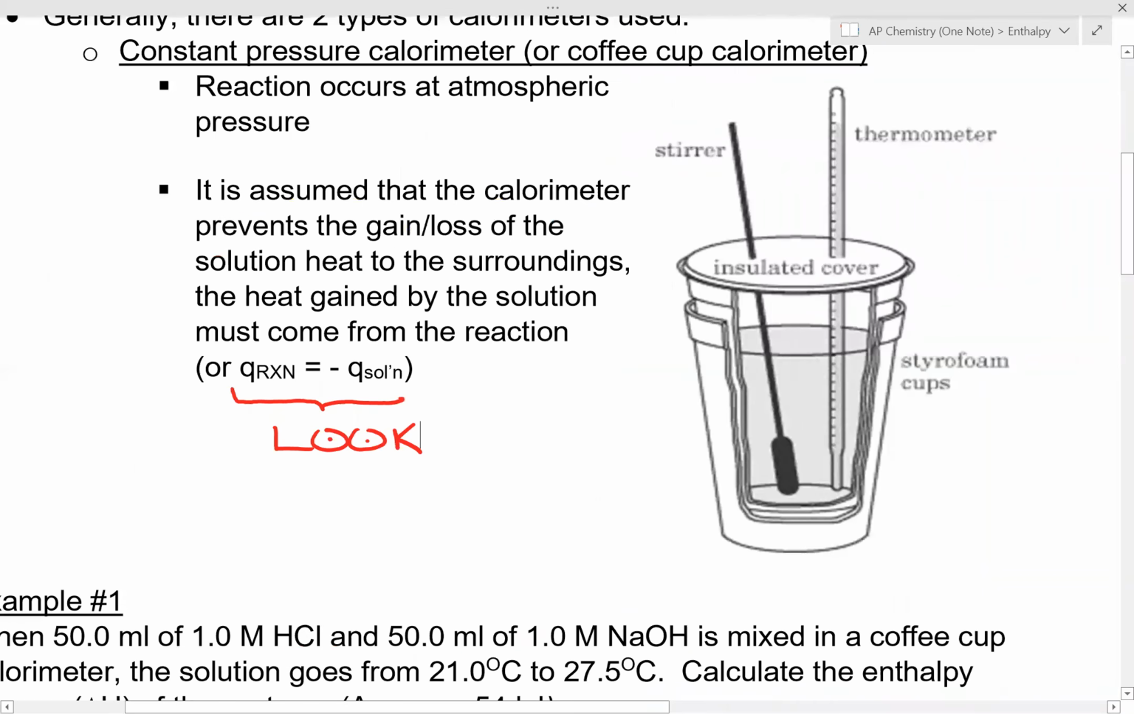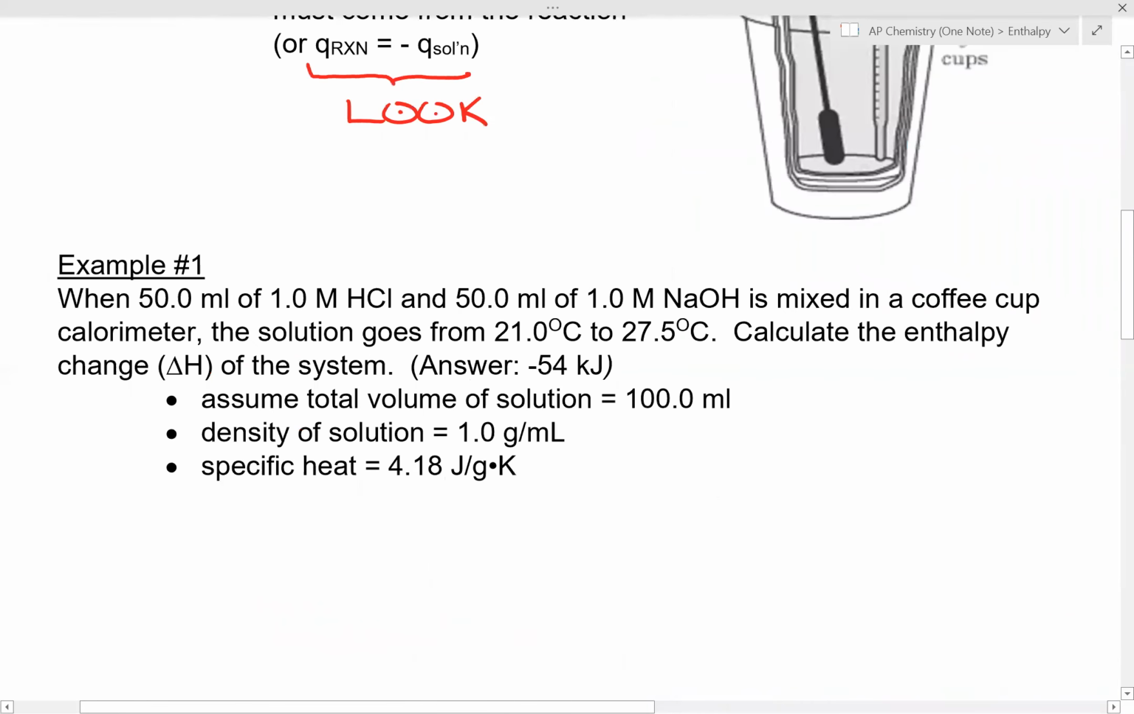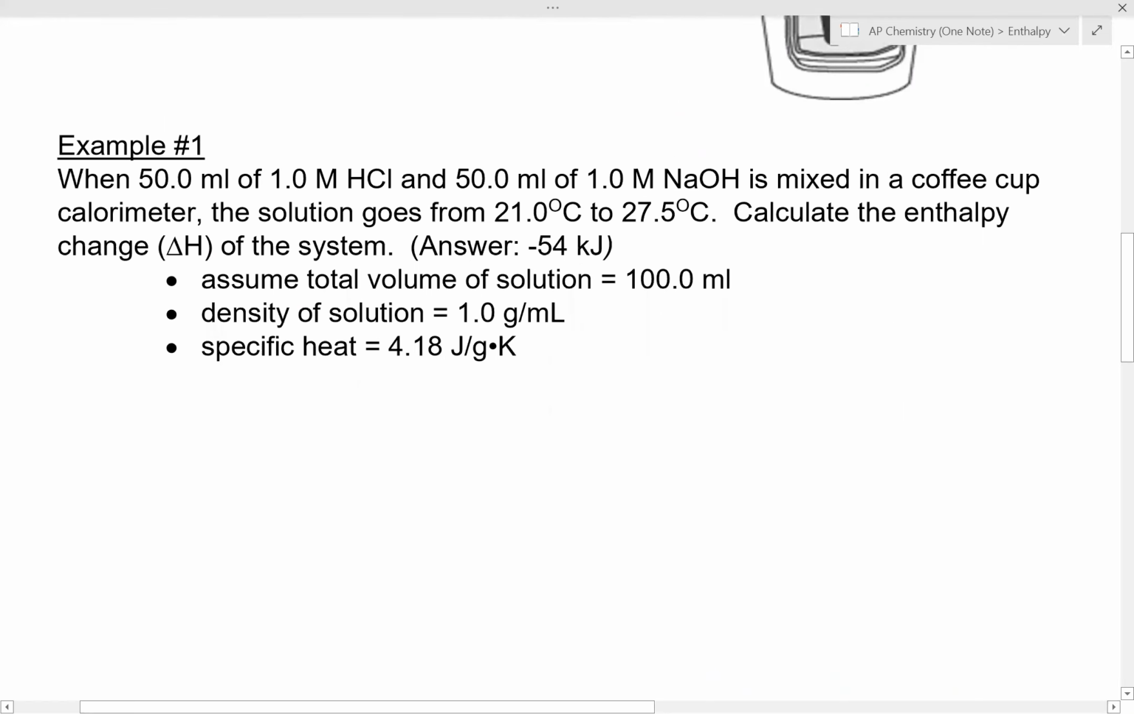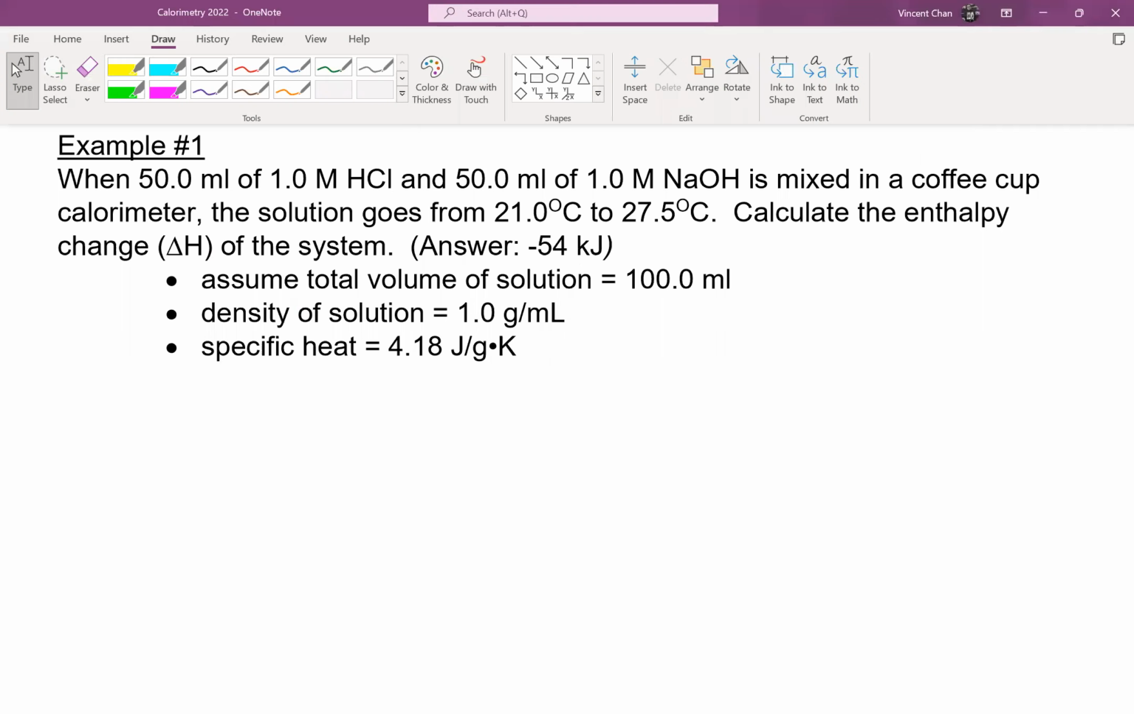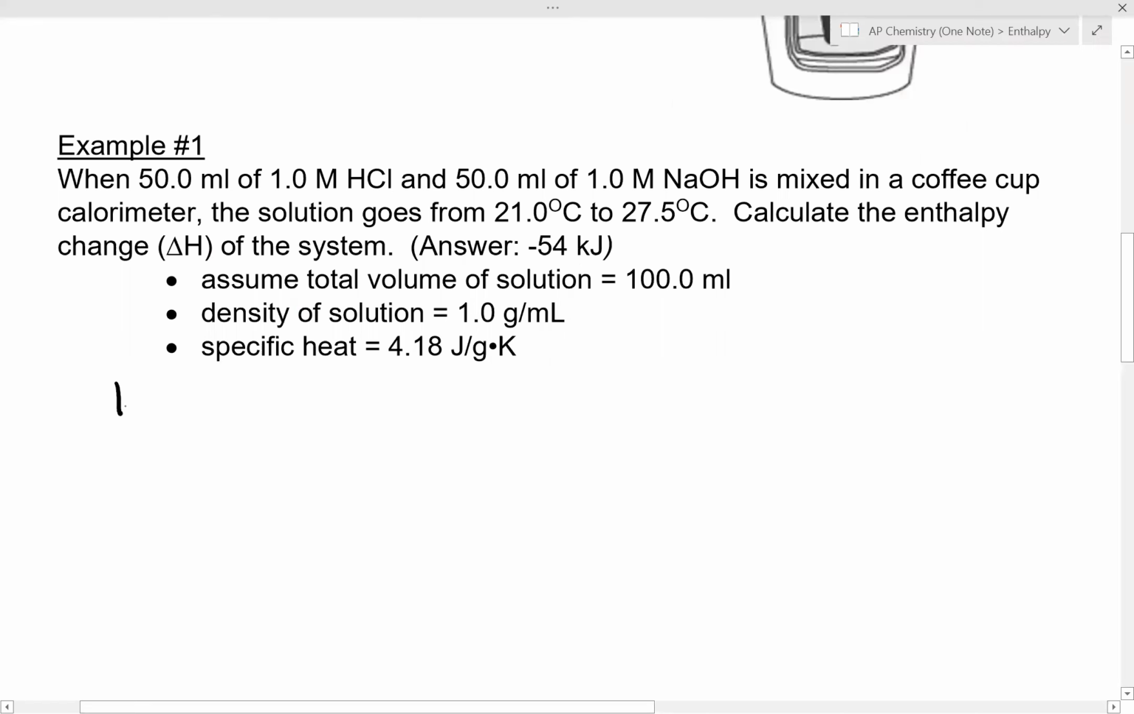Okay, now, let's take a look at a question. It says when 50 mL of 1 molar HCl is reacted with 50 mL of 1 molar NaOH, the solution goes up from 21 degrees Celsius to 27.5 degrees Celsius. Calculate the delta H of the system. The first thing you recognize is that this is a neutralization reaction. So we have HCl and NaOH giving you NaCl and H2O.